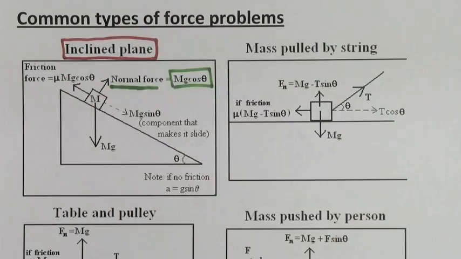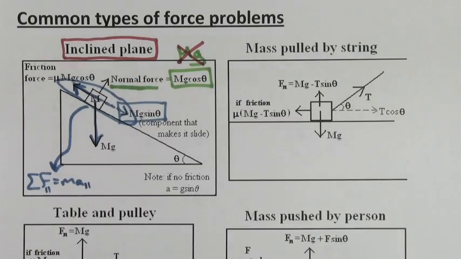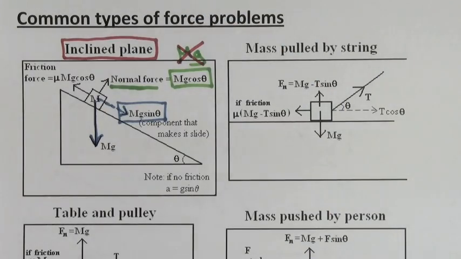Inclines are kind of weird. For one, the normal force is not equal to mg, it's equal to mg cosine theta. For two, you don't break up vectors into x and y components, you break them up into components directed parallel to the incline and perpendicular to the incline. The component of gravity parallel to the incline is mg sine theta.